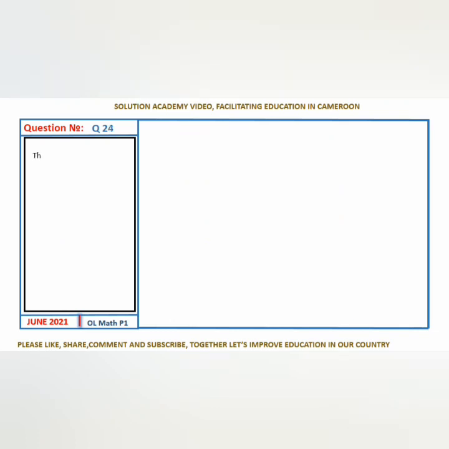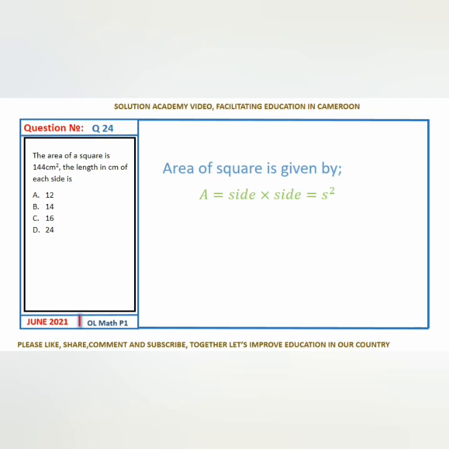Question number 24. The area of a square is 144 cm squared. The length in centimeters of each side is. This question is too simple. You just have to understand. So you have to know that generally the area of a square is given by side times side, which is the same as side squared, because the sides are the same.